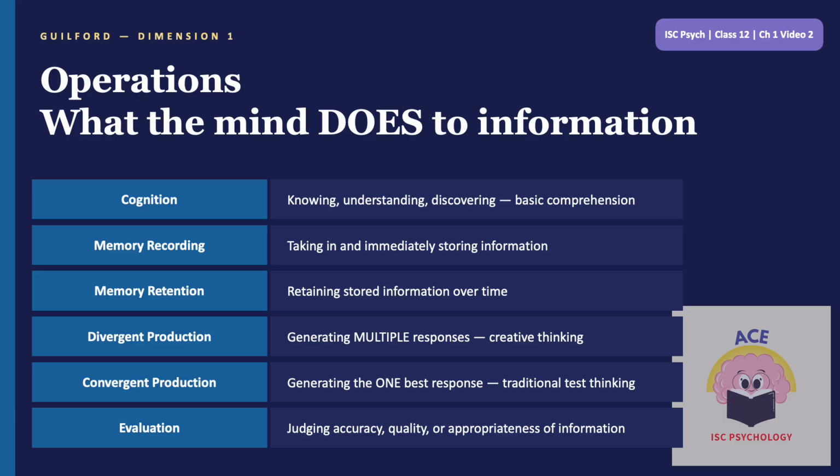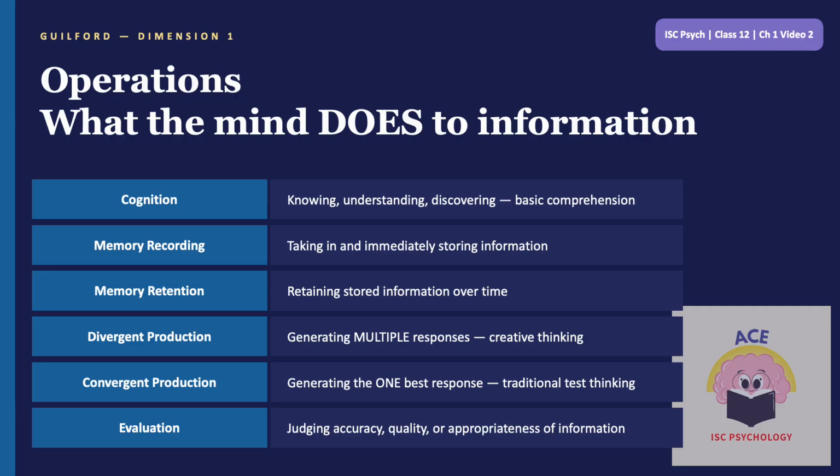Operations refers to the kind of mental process being performed, what the mind is actually doing to the information it receives. Guilford identified 6 operations: cognition, knowing, understanding, discovering, or becoming aware of information. This is basic comprehension, taking in information and making sense of it. Memory recording, taking in information and storing it immediately for retention. Memory retention, retaining stored information over a period of time and being able to access it later.